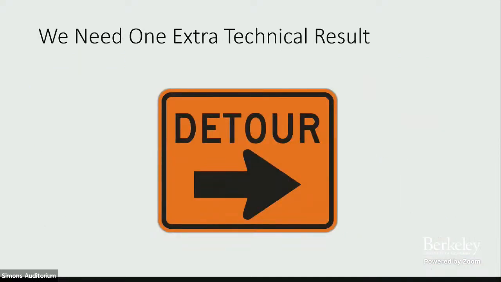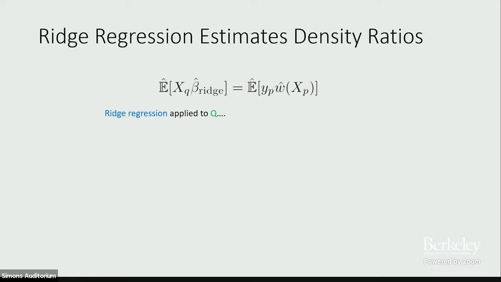Okay, so before I can actually give you my main result, I need one extra technical result. Fortunately, it's really cool, and it's just about ridge regression. And it's that ridge regression just happens to estimate density ratios. This is a really strange fact.